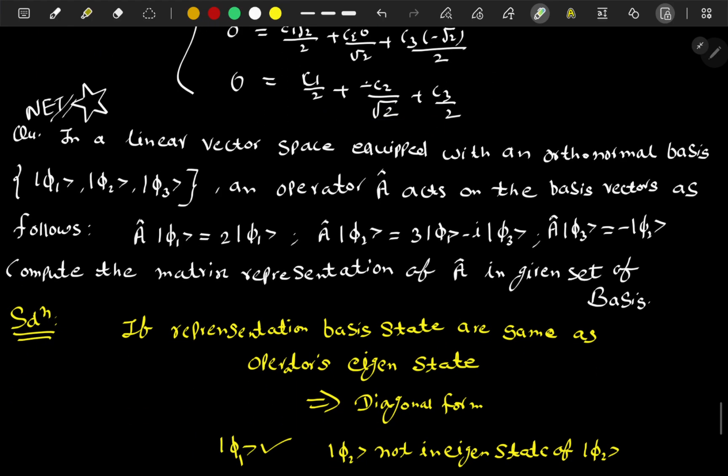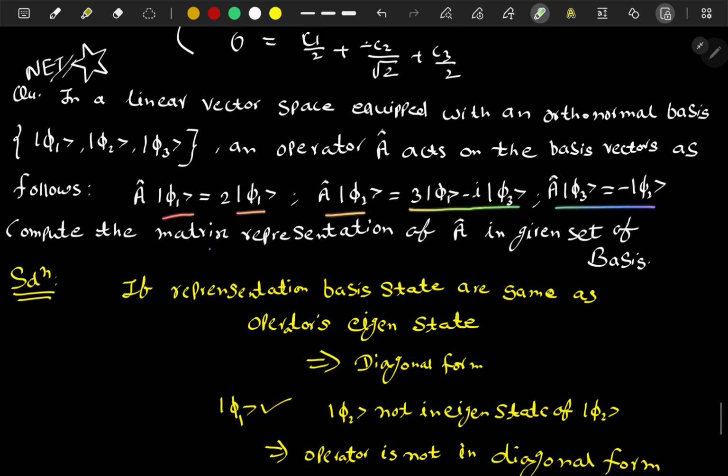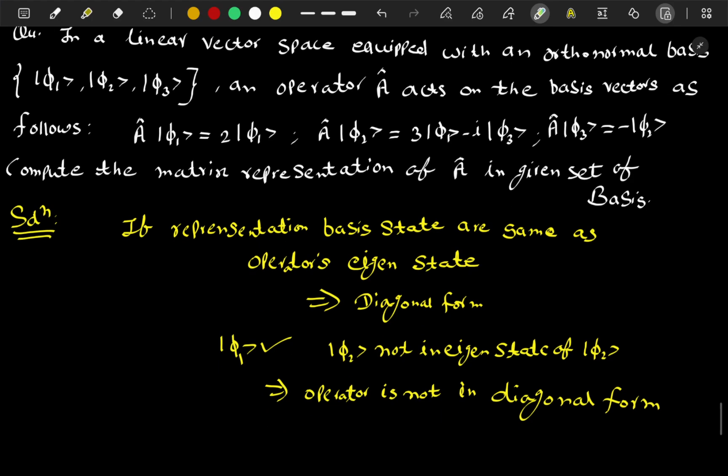Now a linear vector space equipped with an orthogonal basis phi 1, phi 2 and phi 3. Operator A cap acts on the basis vectors as follows. A cap operating on phi 1 gives 2 phi 1, A cap operating on phi 2 gives 3 phi 1 minus phi 2, and A cap phi 3 is giving this. Compute the matrix representation of A cap in the given basis. Same question as we had discussed above. Okay, so how will we approach this question.